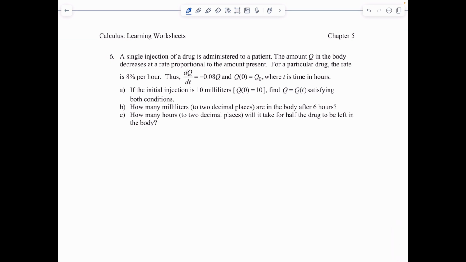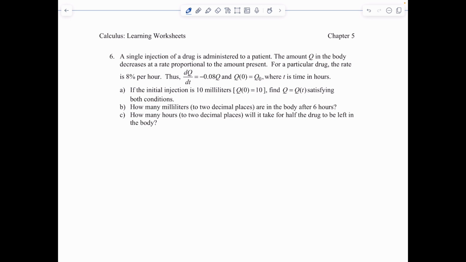Okay, a single injection of a drug is administered to a patient. The amount Q in the body decreases at a rate proportional to the amount present. For a particular drug, the rate is 8% per hour. Thus, dQ/dt is negative 0.08 Q, and Q of 0 is Q sub 0, where t is time in hours. If the initial injection is 10 milliliters, so Q of 0 is 10, find Q equals Q of t, satisfying both conditions. Let's start with that one.